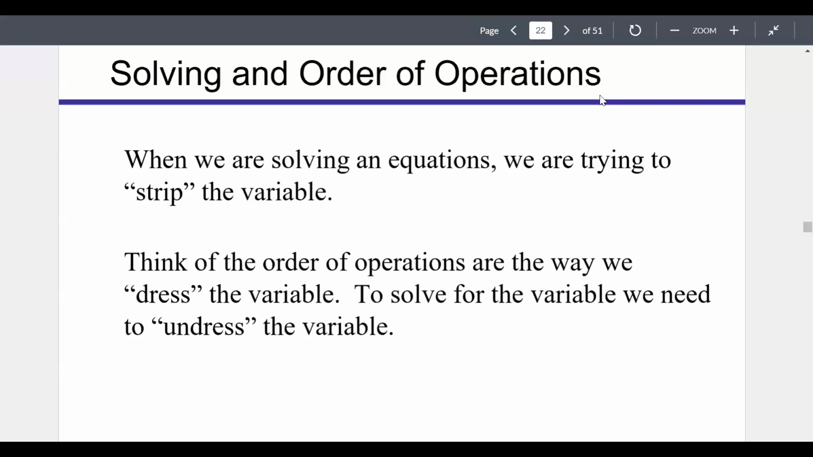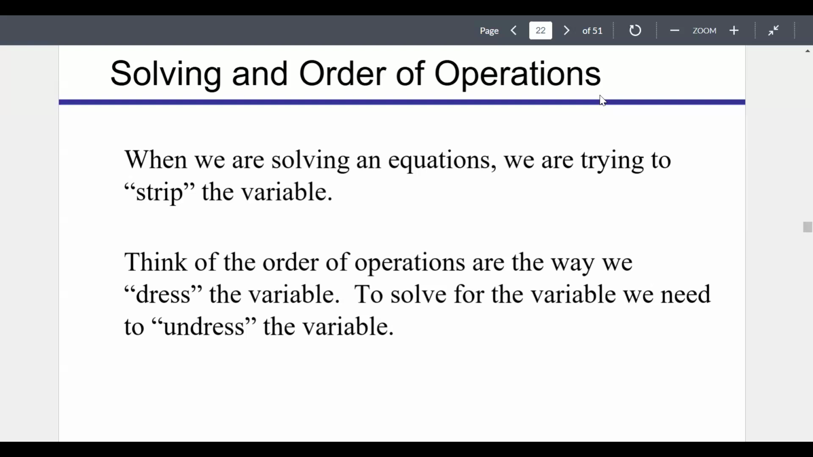All right, so continuing with solving, we are now going to start talking about our order of operations and how they are involved. When we are solving an equation, we are basically trying to strip the variable down. We call that isolating the variable, but essentially we're trying to strip away all those numbers that we added and multiplied and divided to that variable. So you think of the order of operations as the way that your variable got dressed.